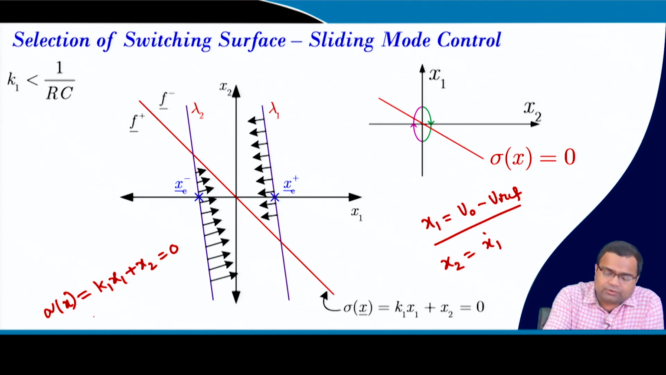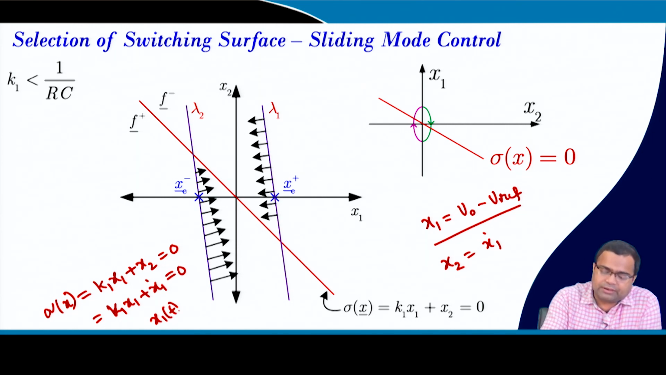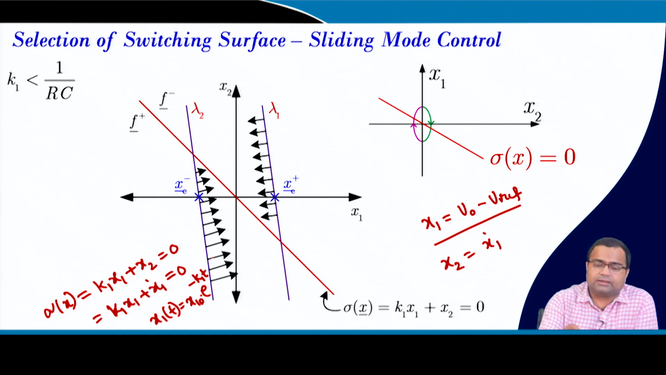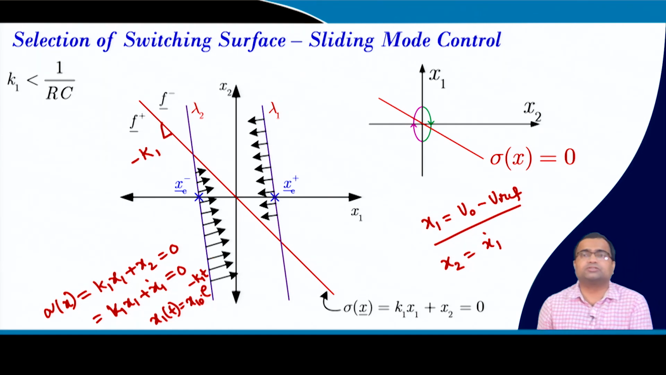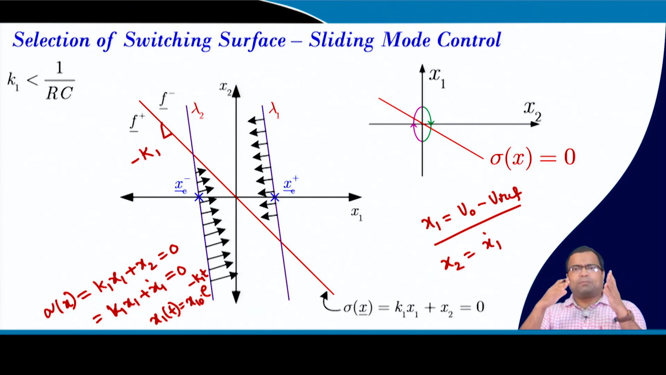Since x2 equals x1 dot, it will be k1 x1 plus x1 dot equal to 0. So, from here we can find x1 equal to x1(0) times e to the power minus k1 t, where k1 is positive and here it is minus k1, the slope. And we have discussed that for different values, the slope can be higher or smaller. Here it is a smaller slope.